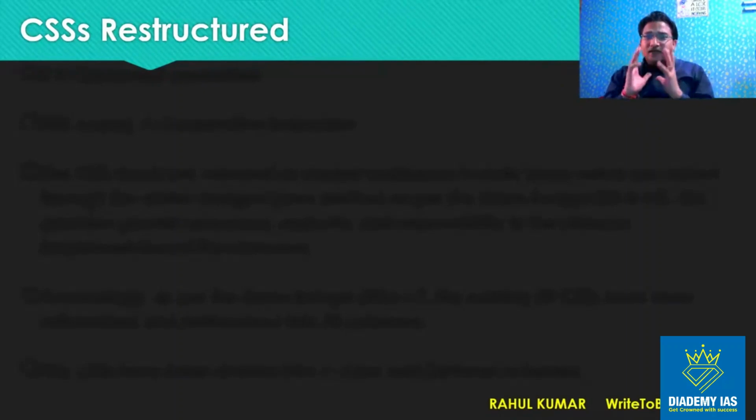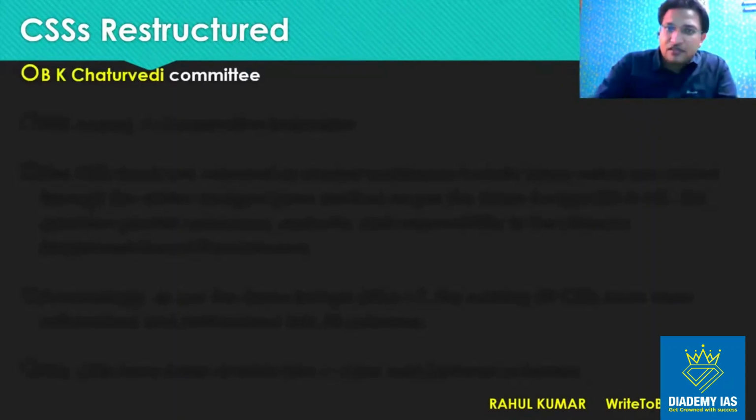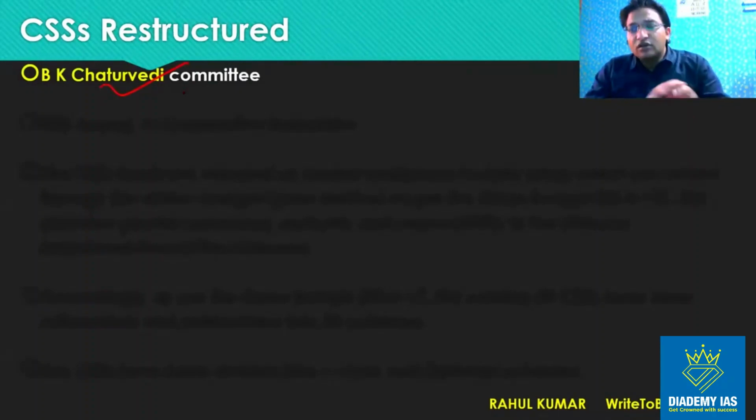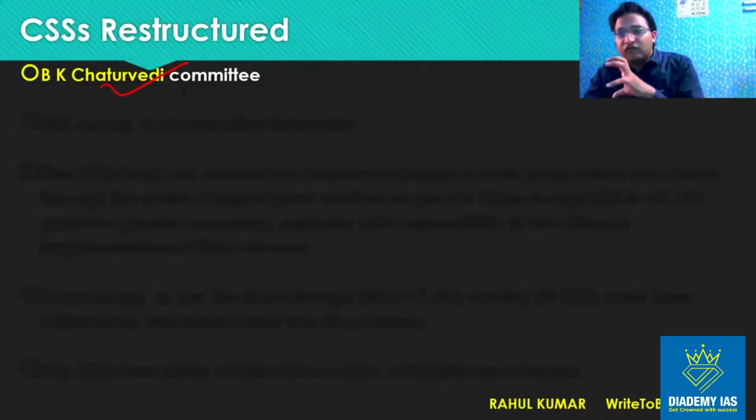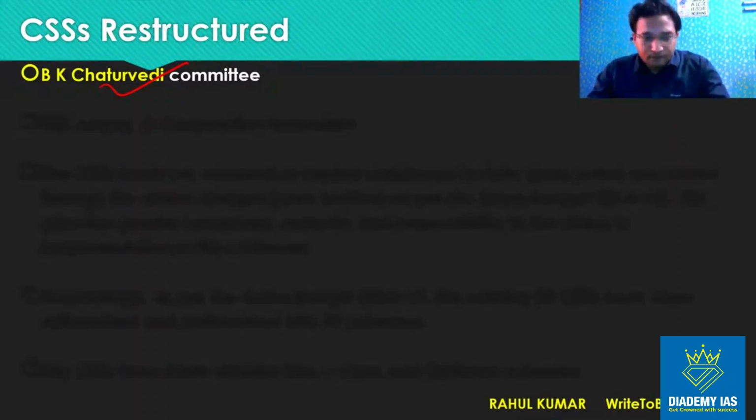So the B.K. Chaturvedi committee said that we should combine these schemes into core schemes and non-core schemes, right? So all these schemes were first reduced from 300 to 66, then 66 to 50, and then 50 to 30, right? So these centrally sponsored schemes have been reduced.